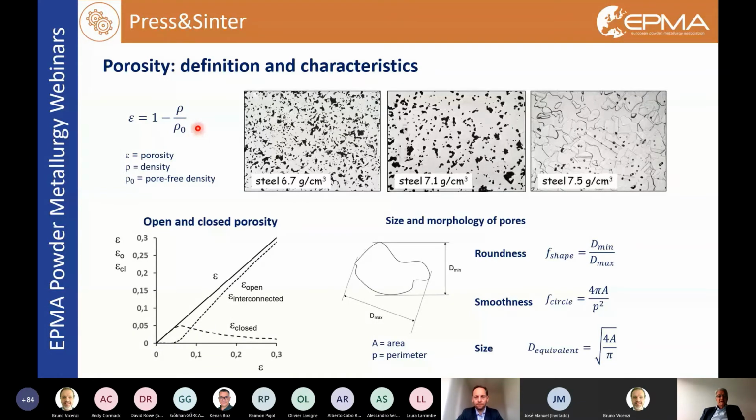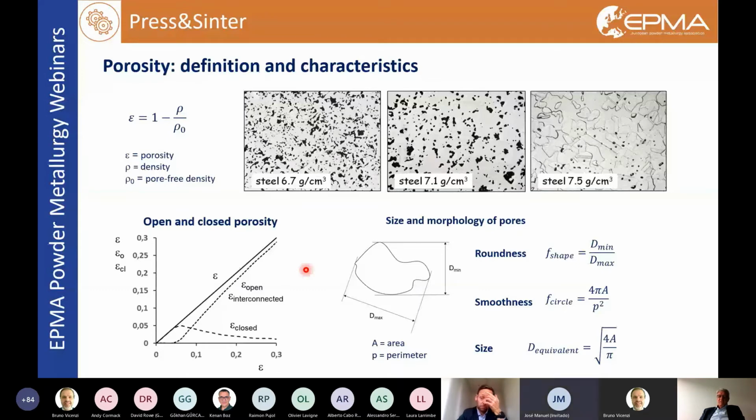But in addition to the amount of pores, which can be expressed in terms of percentage or fraction of pores, we have other characteristics that have to be taken into account. First, the open or closed nature of porosity. Open porosity means the pores are almost all interconnected. Closed means that the pores are isolated. And this figure shows that there is a threshold corresponding to about 5 to 7% of porosity. Below this level, pores are completely closed, isolated. Above this threshold, we have almost interconnected porosity.